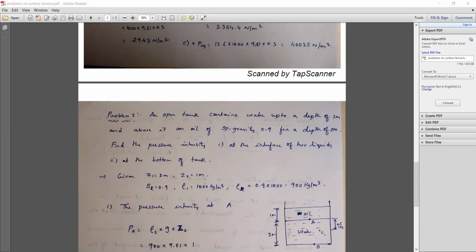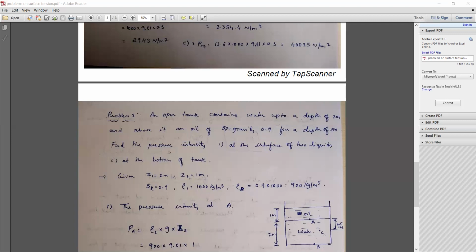Right. So already we know the formula for finding pressure for this type of fluid, static fluid, where it is at rest. P is equal to rho g h. Now I'm finding the pressure intensity at A. Please do it fast, we have only 5 minutes.